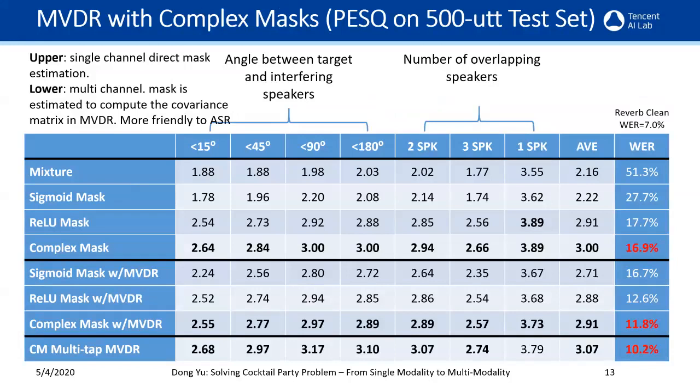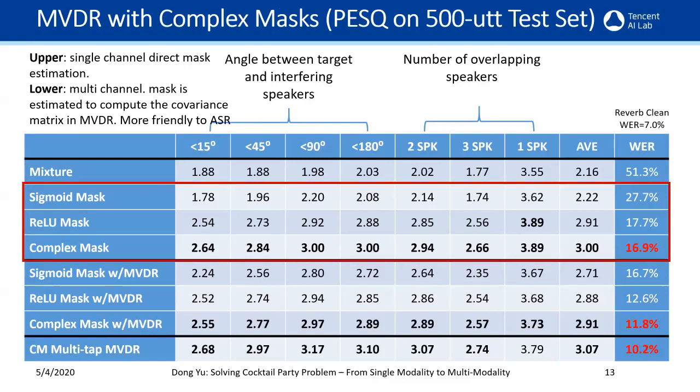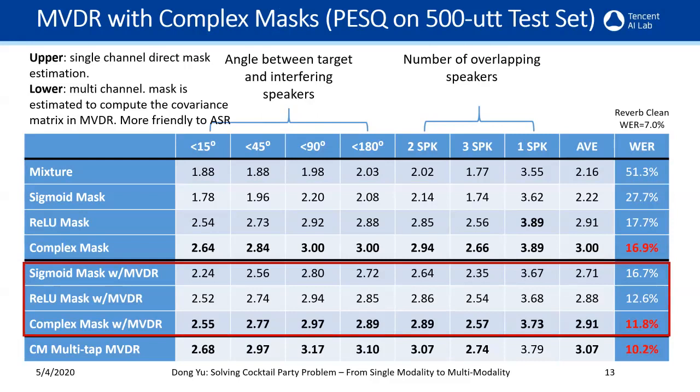We conducted a series of experiments on these ideas. Here is one set of results on a 500 utterance test set. We report average results as well as results on different angles and a number of overlapping speakers. We can make several observations. First, on single channel condition, complex mask outperforms ReLU mask, which outperforms sigmoid mask. Same observation can be made on multi-channel condition.